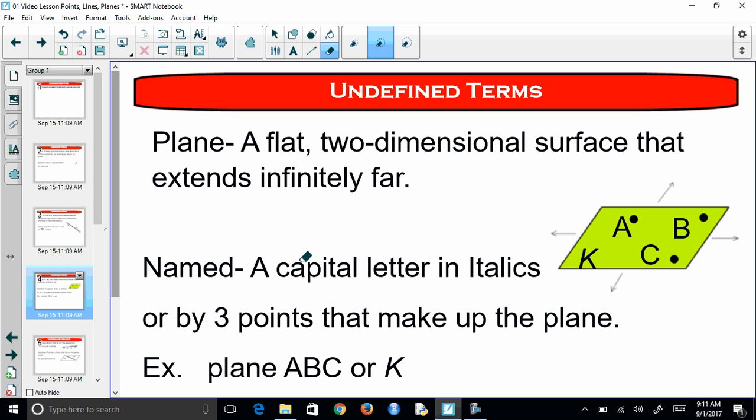Now there's 2 ways we can name a plane. You can use three points that are on the plane, like A, B, and C, or an italicized capital letter. So like if I said K, that doesn't represent a point here, that represents the whole plane. So you can either say plane K or plane ABC.